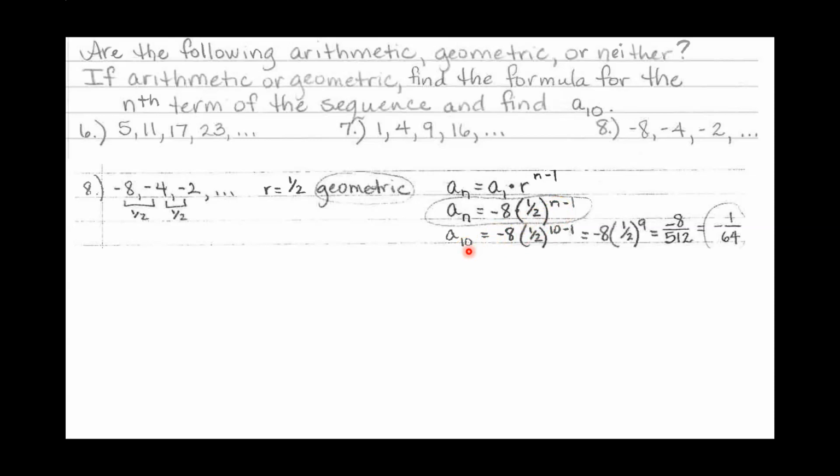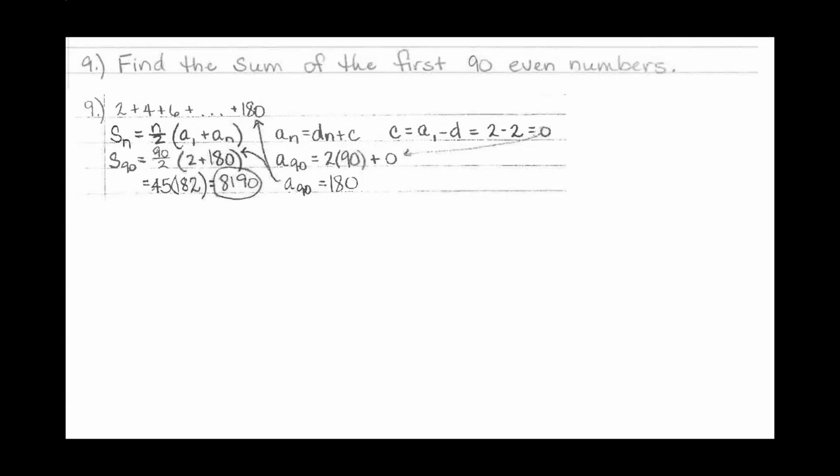Now let's go find the 10th term. We'll plug 10 in for n, so 10 minus 1 would be 9. So we'll have -8 times 1/2 to the 9th, and 1/2 to the 9th is going to give us 1 over 512. And so -8 times that would be -8 over 512. And we could simplify that fraction to be -1 over 64, or you could give that as a decimal as well.